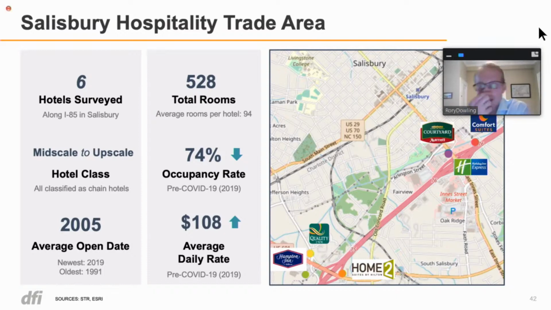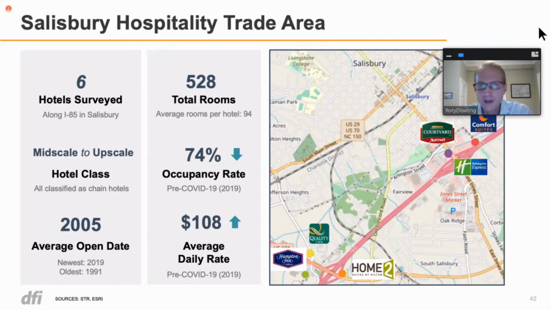So we looked at the hotels that make up the Salisbury market. Essentially, there are about 10 hotels within that 5-mile radius of downtown Salisbury. We surveyed 6, focusing on mid-scale and upscale brands that you can see here that are all currently clustered along 85. The whole market is about 1,000 rooms, but we're about 930, I think. But we're looking at specifically 530 rooms that make up the 6 surveyed.